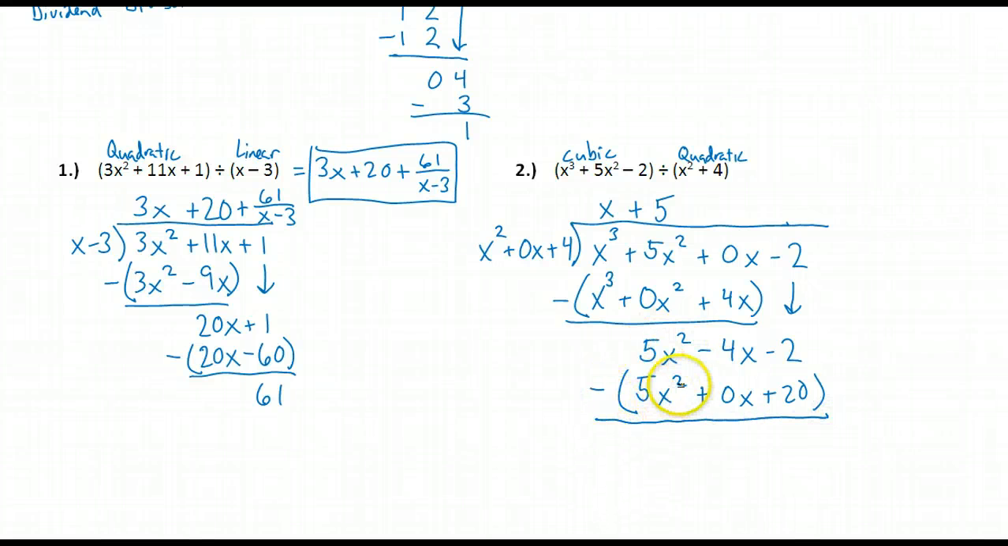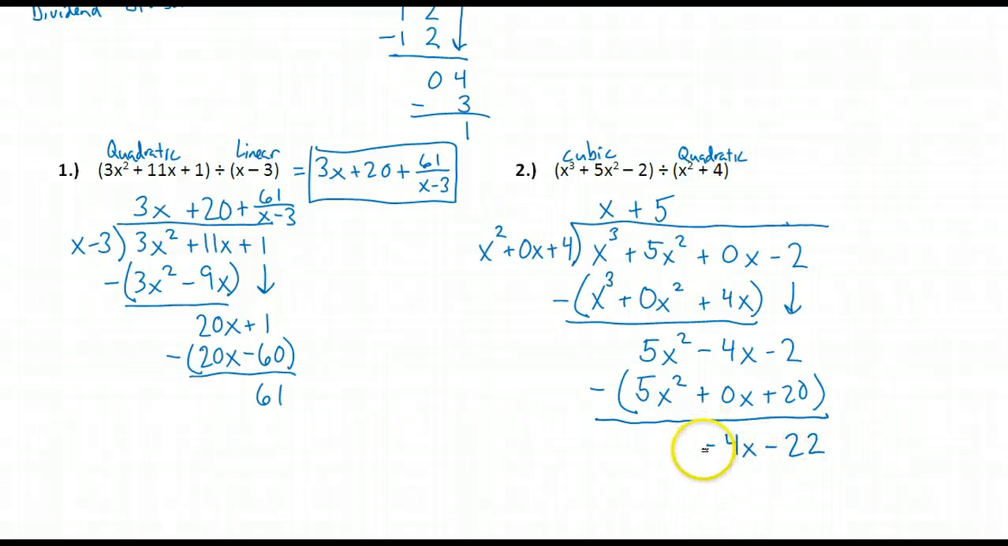5x squared minus 5x squared gives me 0. Negative 4x minus 0x is negative 4x. Negative 2 minus positive 20 gives me negative 22. Since my x right here has a lower degree than my divisor, negative 4x minus 22 is my remainder.